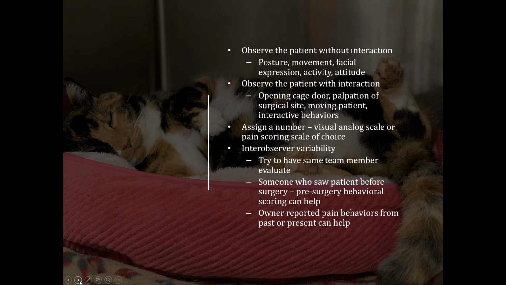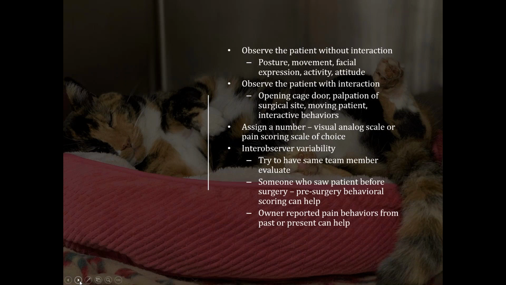The visual analog scale is that kind of 1 to 10 thing. As long as you're using several parameters, you can do a 1 to 10 scale, but you need to say, all right, I'm going to look at posture, movement, facial expressions, and each of those is going to get a 1 to 10. But that's what those CSU and Glasgow scales have done for you.